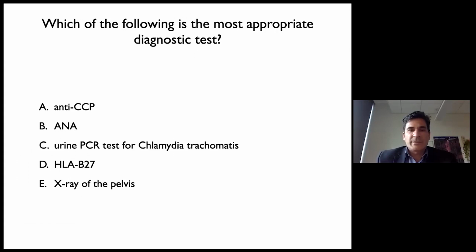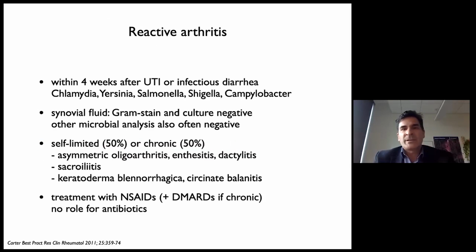And the correct answer is C, a urine PCR for chlamydia. Based on the clinical vignette, the working diagnosis for this patient should be reactive arthritis. Reactive arthritis is a type of spondyloarthritis that begins acutely within 4 weeks after a urinary tract infection or episode of infectious diarrhea. And the microorganisms associated with reactive arthritis are chlamydia, Yersinia, Salmonella, Shigella, and Campylobacter.